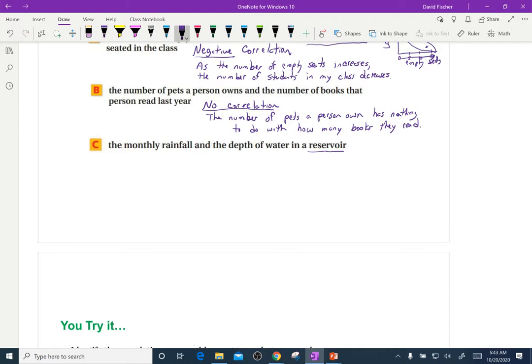So the monthly rainfall. So again, I want to make kind of a temporary graph here. So here, rainfall. Sometimes this helps kids. If I have 0 rainfall, how much water is going to be in my reservoir? Right, nothing. But if it rained like 6 inches, well, I should have some more water in my reservoir. If it rained 12 inches, I should even have more. And so as my rainfall increases, my amount of water in the reservoir increases. So we would say this is a positive correlation. Okay, how come?